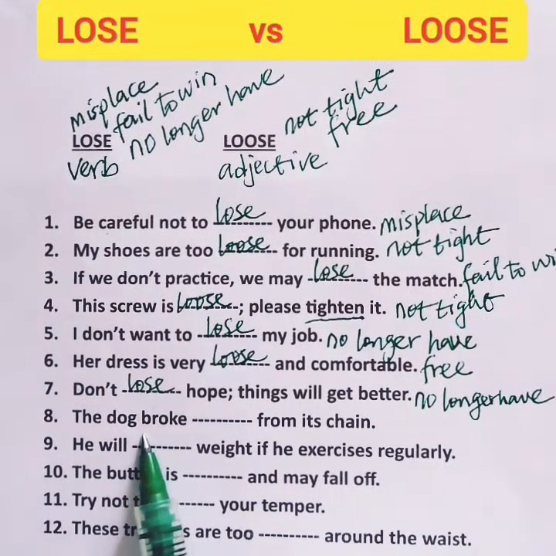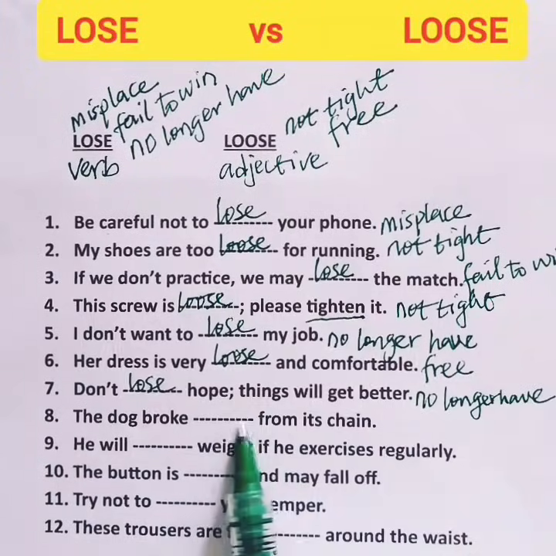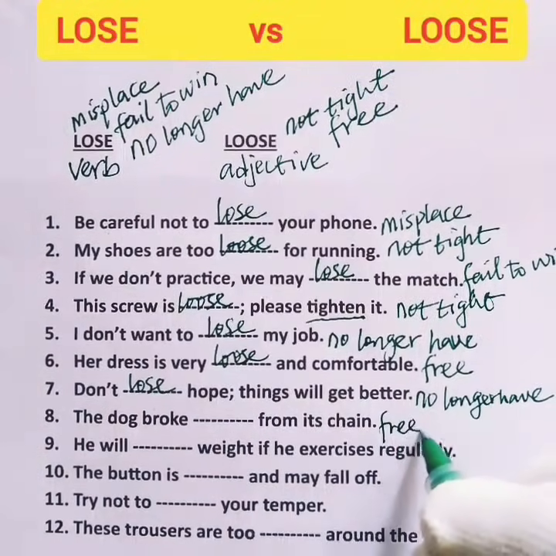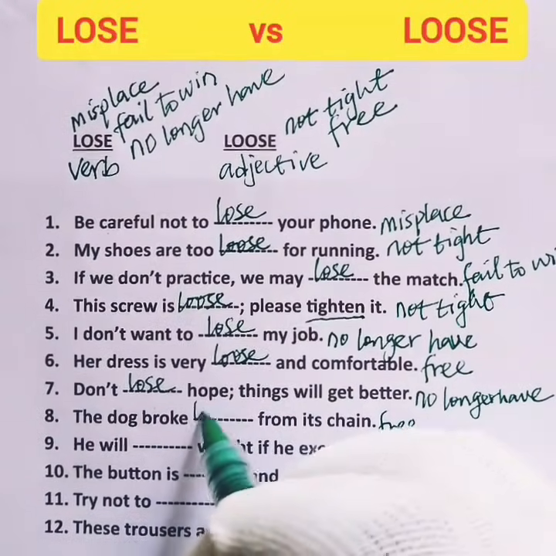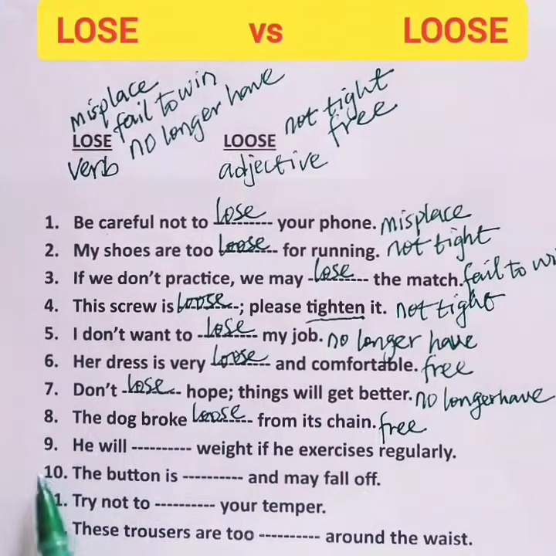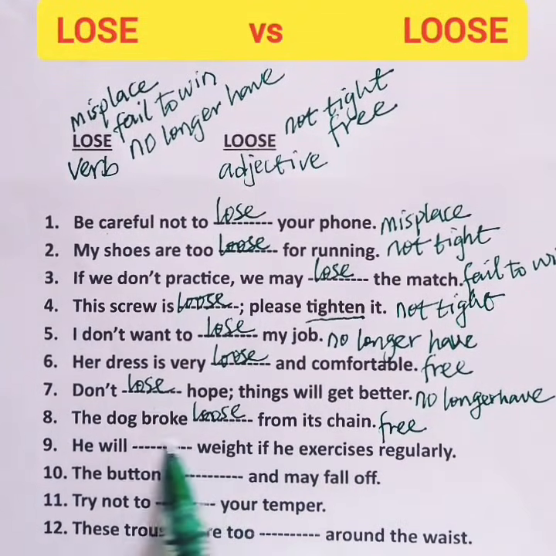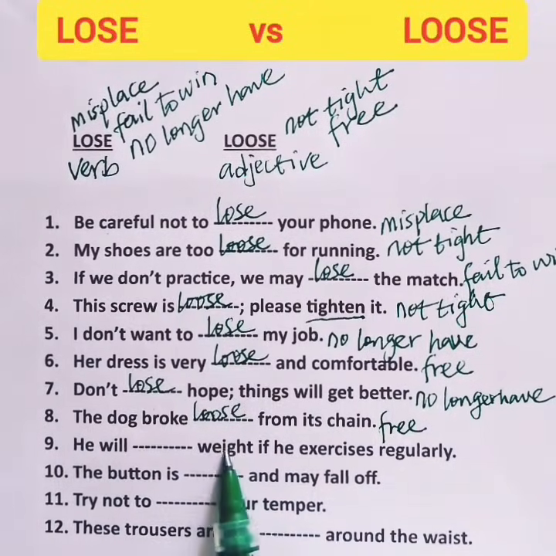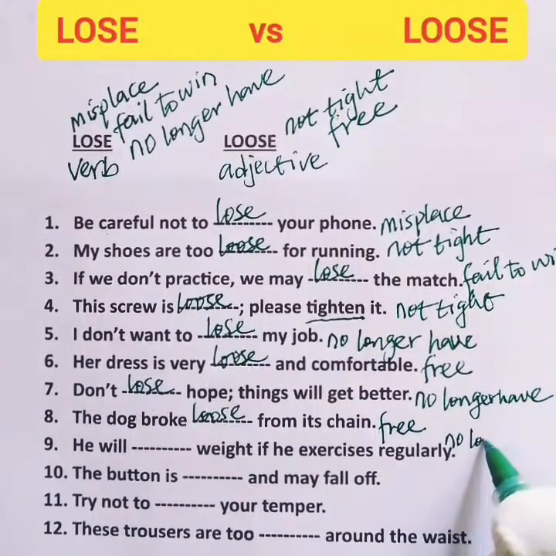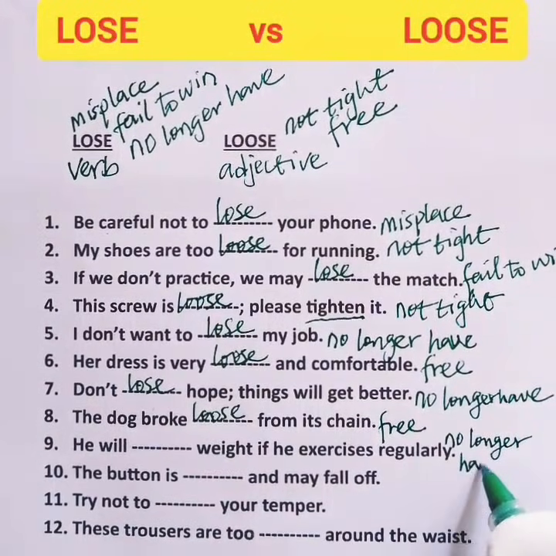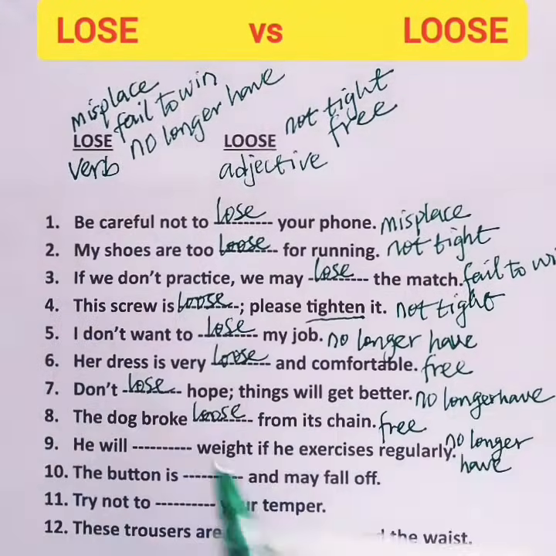8. The dog broke blank from its chain. Here, the dog broke free. So if free can fit into the sentence, then loose is the correct word, the one with double O. 9. He will blank weight if he exercises regularly. Here, we are talking about someone having weight, and if he loses it, he will no longer have it. So, no longer have. That means the correct word to use is this for no longer have.